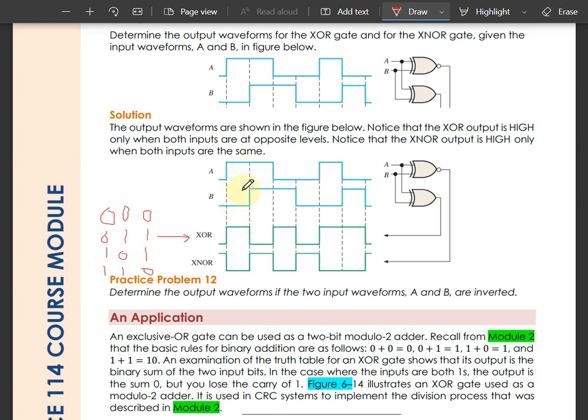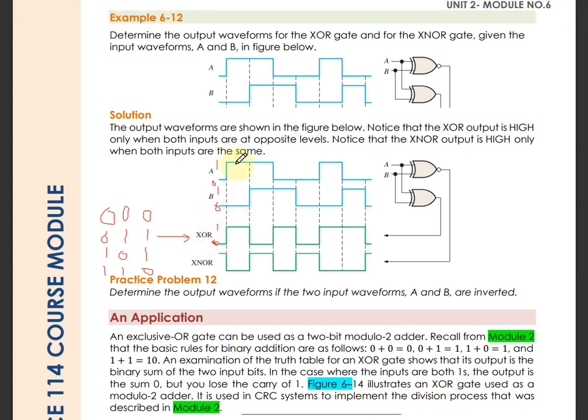So for time interval 1, we have high, low, high, low. This is your high, then this is your low. For time interval 1, A is high, B is low. So we expect that our answer here is high, no? High is our output. This time A is high, B is high, so of course our answer here is low. Then this one is low and high, so our output is high. Here it is low and low, so our output is low, no?